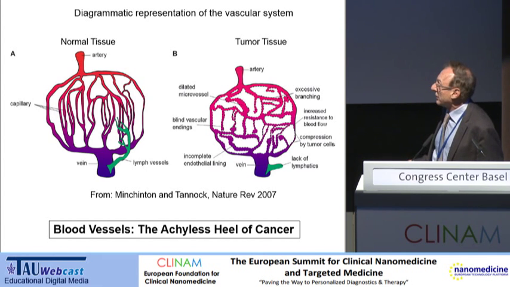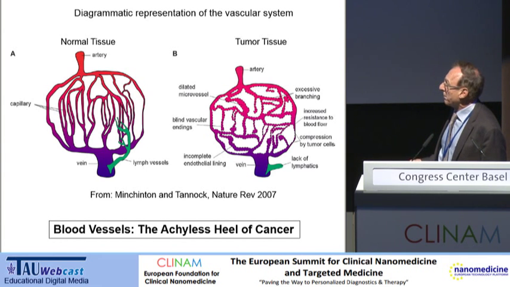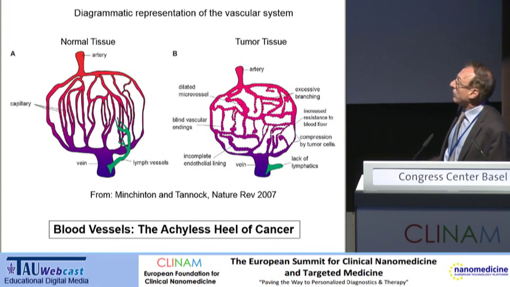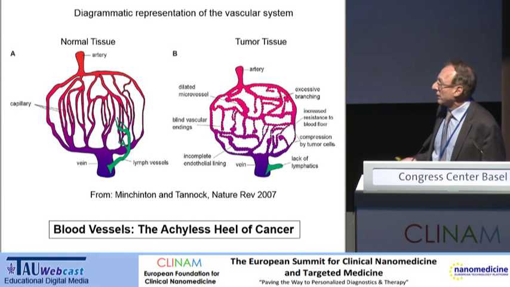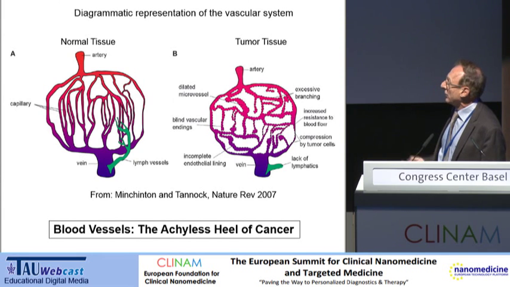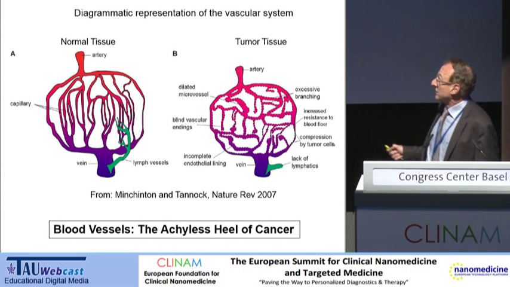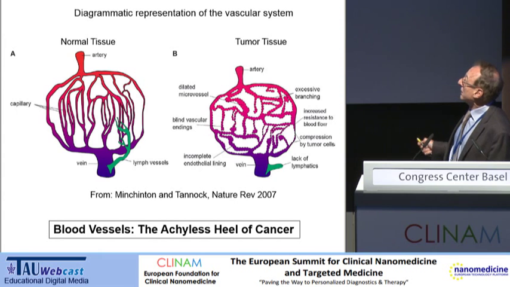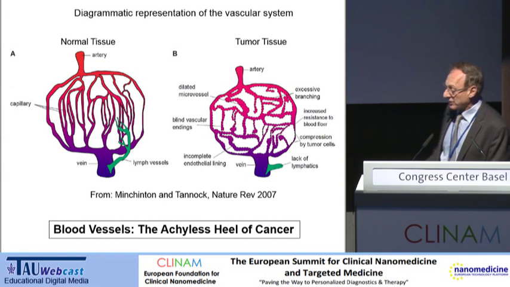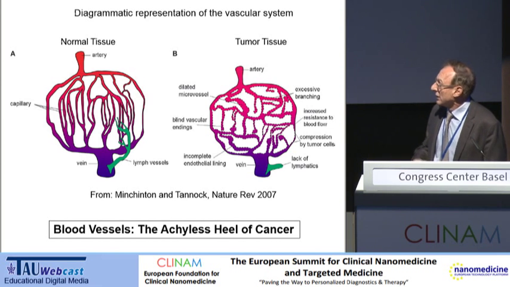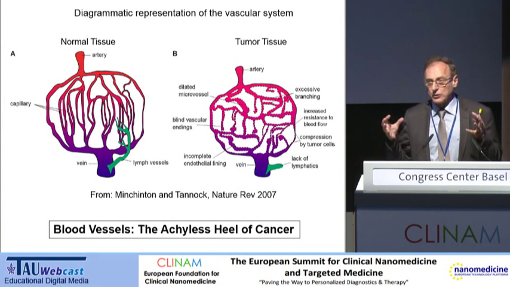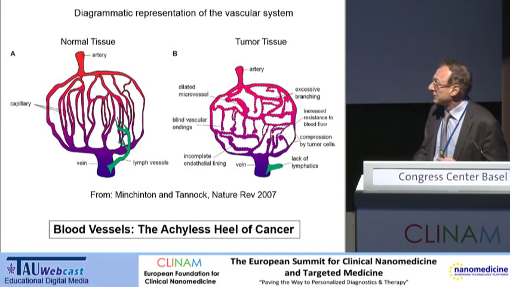And as you see here in this cartoon from a paper of Minchinton and Ian Tannock, a normal blood vessel and the neoangiogenic tumor blood vessel differ in many ways. There is an incomplete endothelial lining in the tumor blood vessel. There is a lack of lymphatics, many things like compression by tumor cells and dilated microvessels, and many alterations which happen especially at the place where the primary tumor develops.